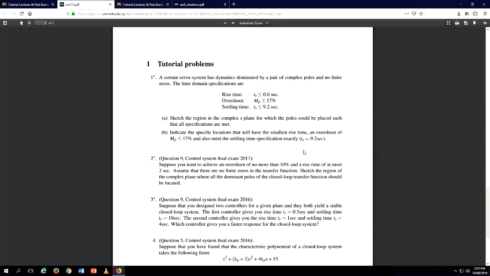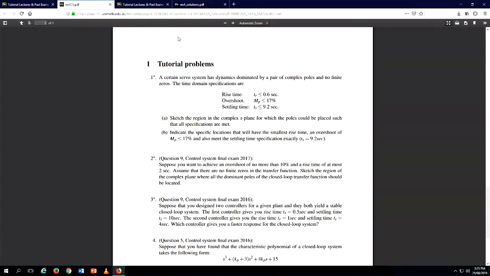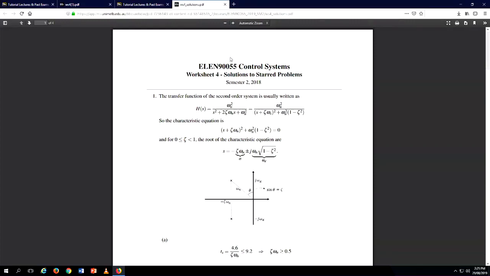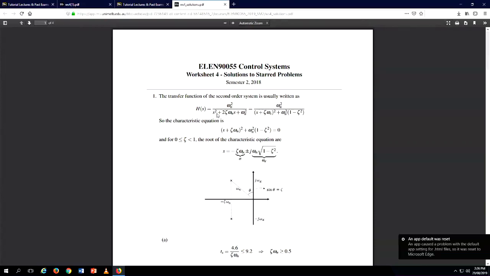Since this actually requires a bit of plotting, I'll just swap between solutions. So here are the solutions, and here are the questions. We will be swapping between solutions and questions, and we will work through it step by step. So what is described here? It says a certain servo system has dynamics dominated by a pair of complex poles, no finite zeros. So what this tells you is that the transfer function can be written in this form, right? This transfer function has no zeros and two complex conjugate poles, right?